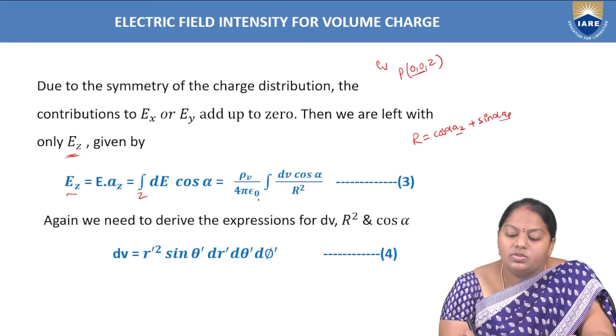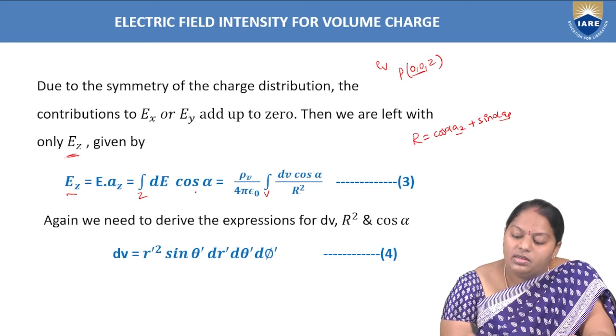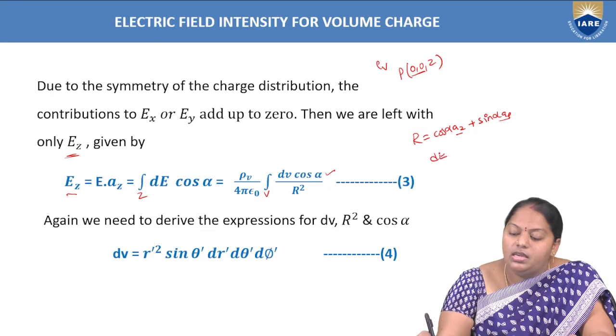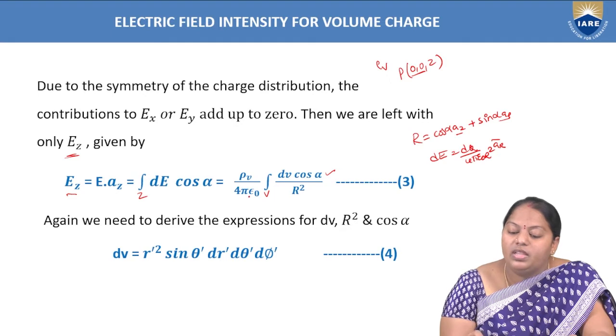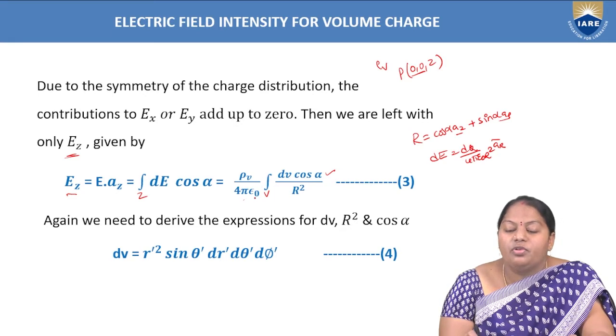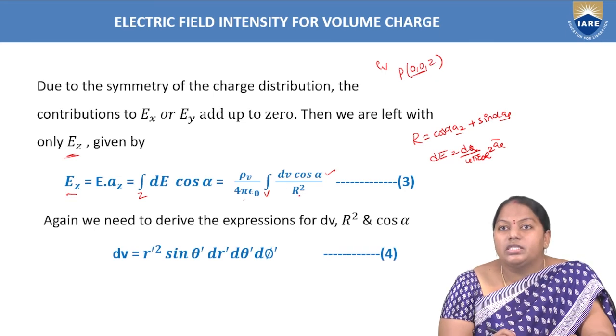Now what is the dE actually? Ez equals rho v by 4 pi epsilon naught, integral v dV cos alpha by r square. In place of dE we have considered dE equal to dq by 4 pi epsilon naught r square into AR. Then in place of dq if we consider rho v dv, it becomes rho v by 4 pi epsilon naught integral v dv cos alpha by r square.